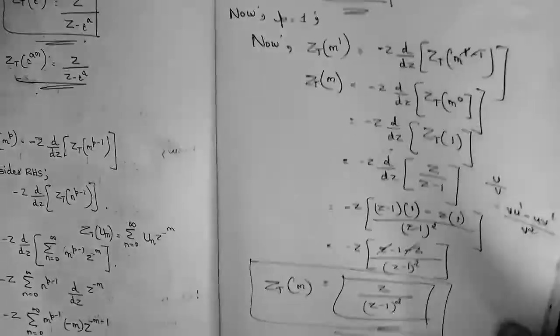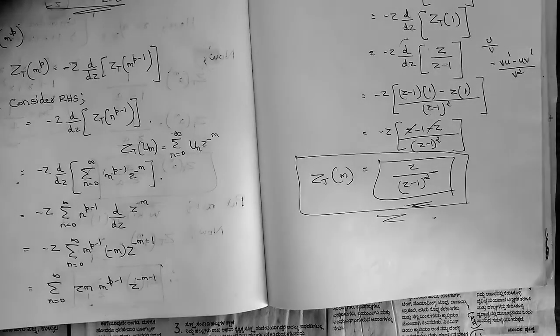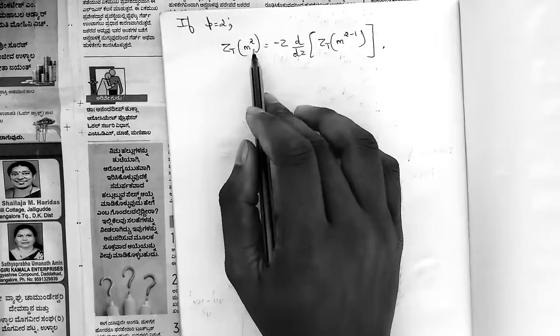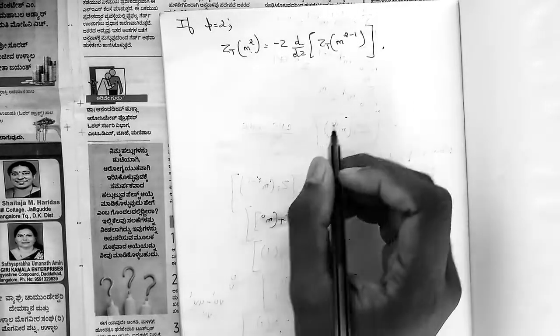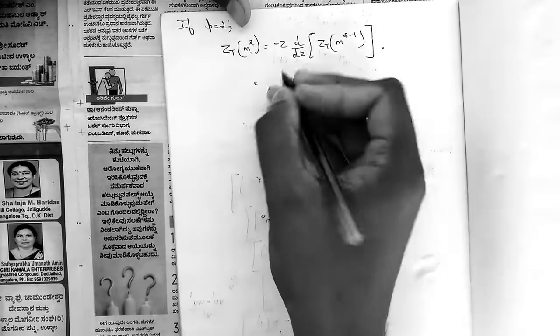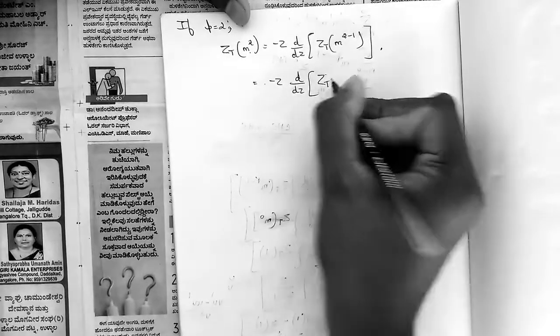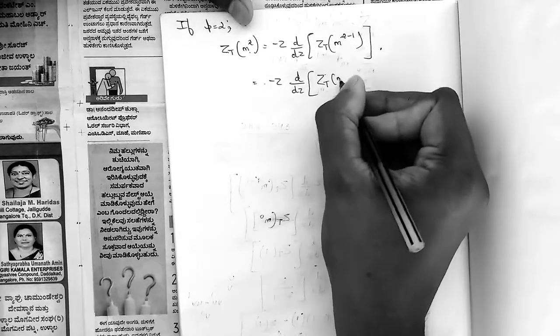So now we have another case, that is we need to take the value of p equal to 2. If we substitute p as 2, we need to find the z transform of n square. So here the main goal is to find the z transform of n square. So what will this become? Z transform of 2 minus 1, and 2 minus 1 is n to the power 1, that is equal to n.